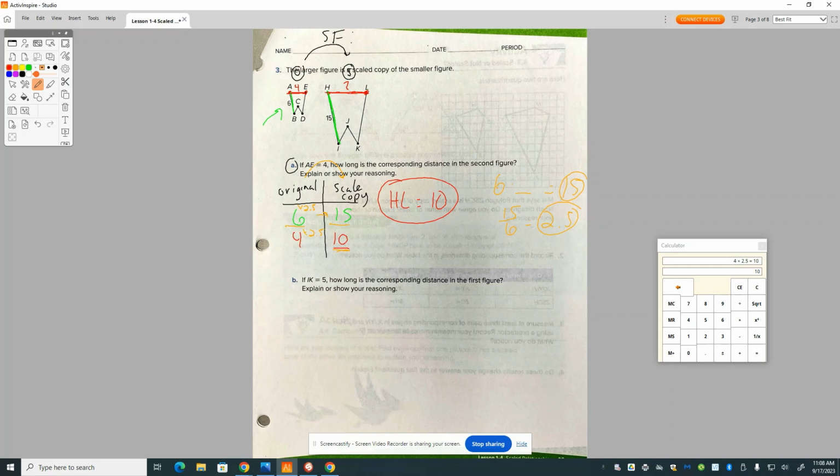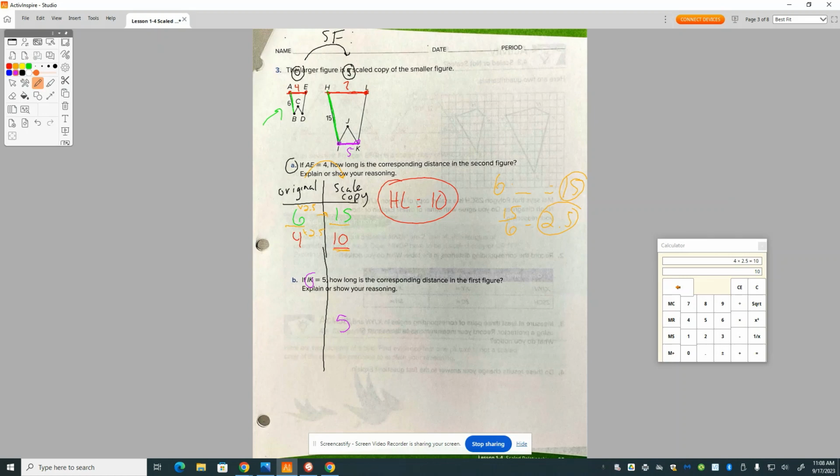Now, looking at question B, if IK equals 5, how long is the corresponding distance in the first figure? Now, the first thing I'm going to do is go ahead and locate where IK is at. If I were to look for IK, I notice that IK is down here. Now, just to extend my table, I'm going to go ahead and extend that, so that way I can do my problem below. Now, where is IK? I notice that IK is right over here, and it is part of my scaled copy. Now, that distance is 5, so that means it's going to belong in my scaled copy column of my table.